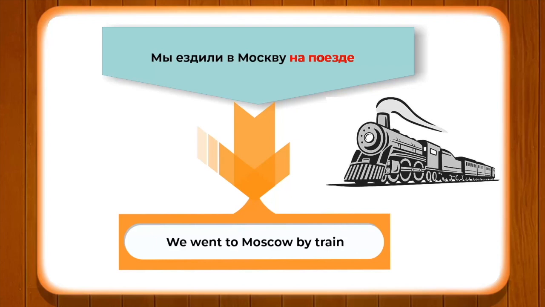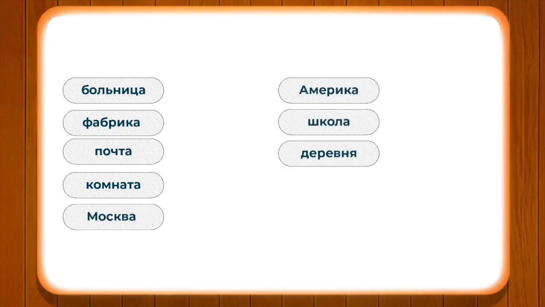Now we will go ahead and pay attention to some of the words of the feminine gender, singular nouns, and when they are used in the prepositional case, what kind of difference do we see. So we have nouns like больница, фабрика, почта, комната, Москва, Америка, школа, деревня and статья. Больница means hospital, changes into в больнице, in the hospital.